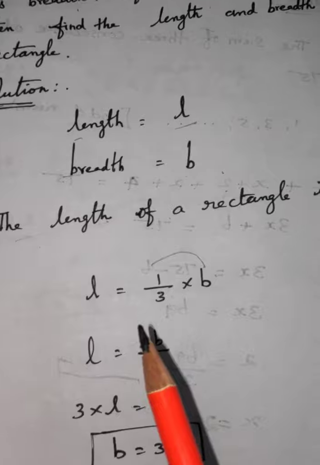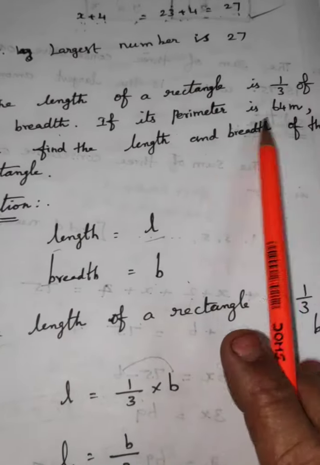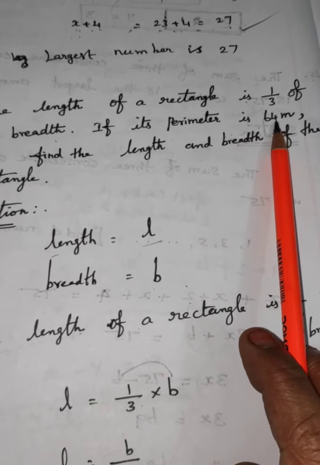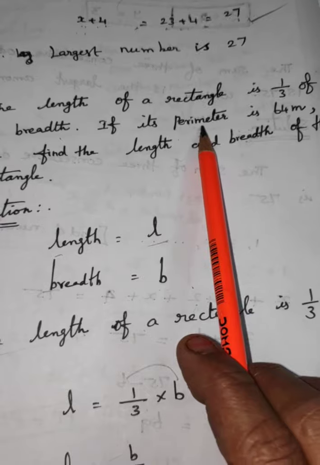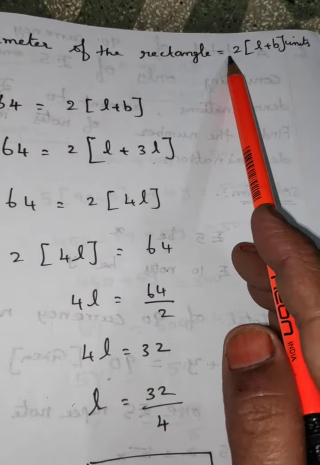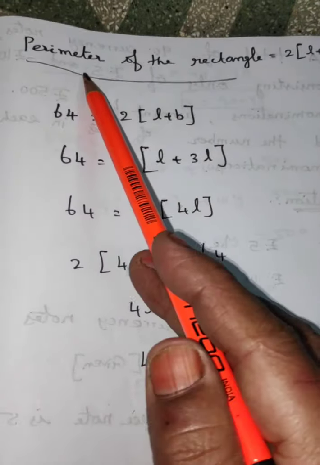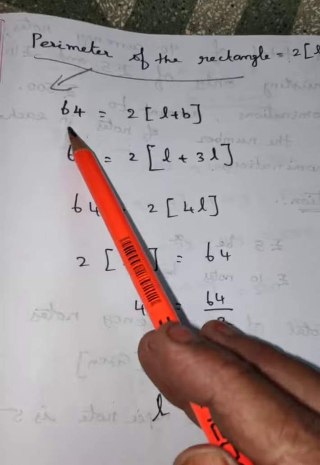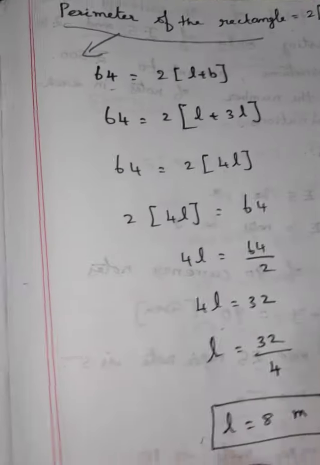Now what is being asked? Perimeter of the rectangle is given. See, perimeter of the rectangle is given as 64 meter. So for the sum we must use the perimeter of the rectangle formula. Perimeter of the rectangle is equal to 2 into L plus B units. Perimeter of the rectangle value equal to, what is given? 64. So write here: 64 equal to 2 into L plus B.